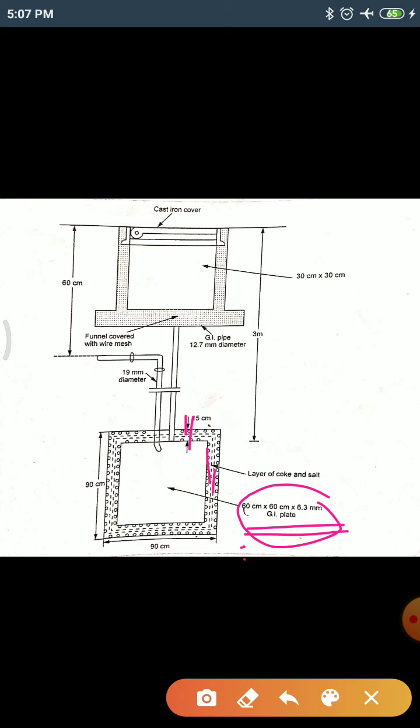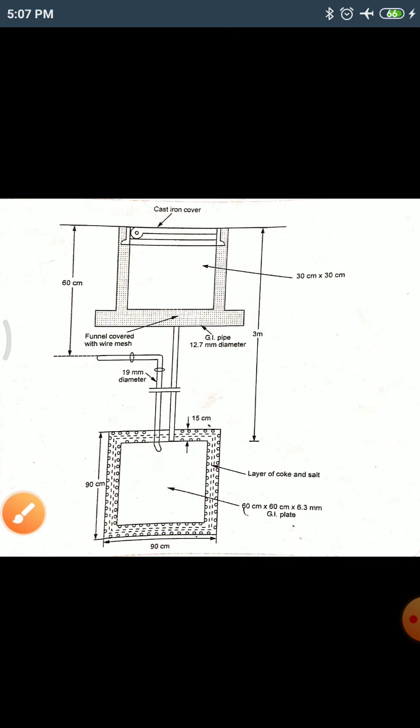Okay, these are your layers. The white portion, what is that? That is a square box, it is your plate. Okay, iron, sorry, copper plate or GI plate. And then remember the earth wire.